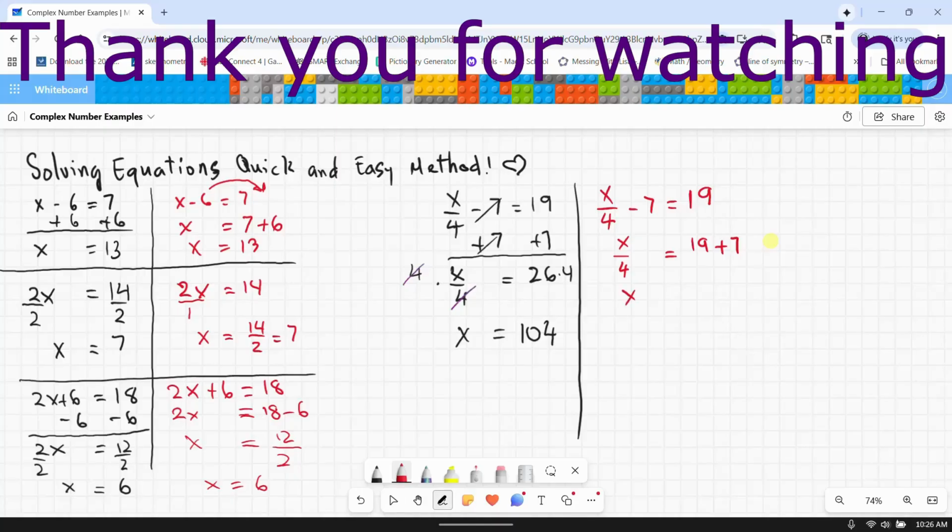So you're going to have x equal to 19 plus 7, 26. Now I'm going to switch this. I'm going to switch the 4 to the top of it. Okay, so equal to 26 times 4. So remember, now I switch the number 4 to the top of this. Okay, so x equals 104.